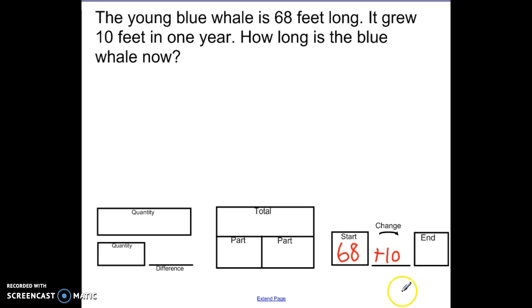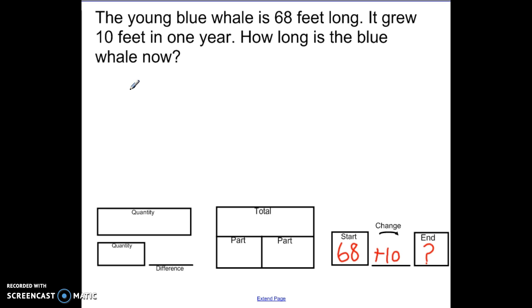So we put a question mark in our end box, and in this case, we can just do mental math, 68 plus 10. We do a lot of counting this way. 68 plus 10 is 78. As you get homework this unit and beyond, the kids will be given all three diagrams, and they will need to choose one that helps them solve that problem.